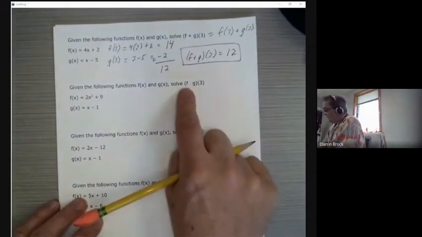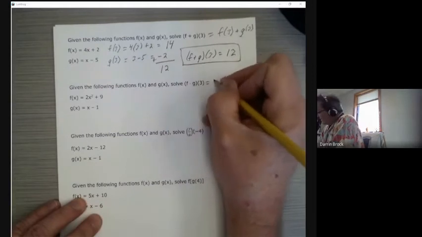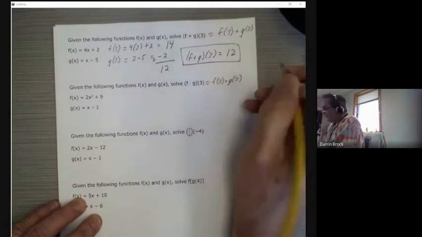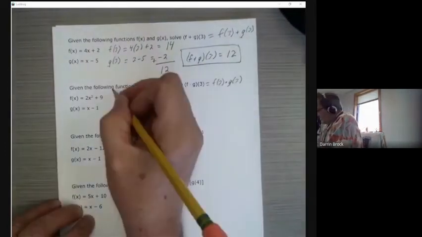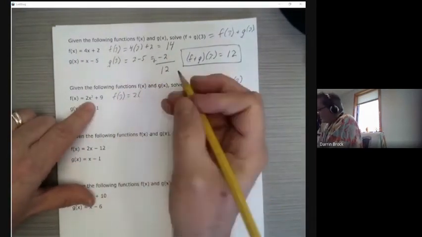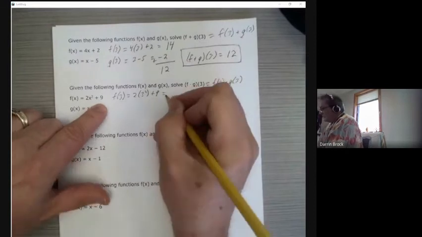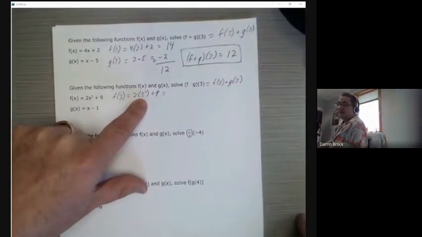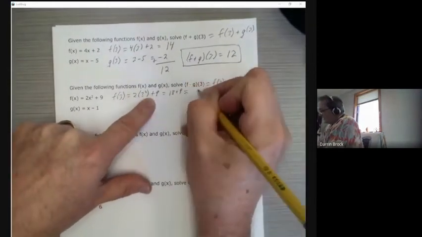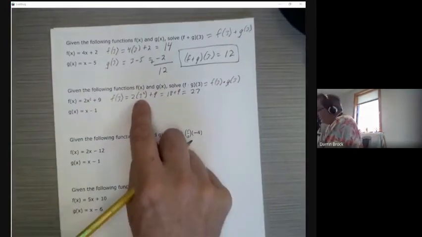Okay, let's look at multiplication. F times g of 3. Again, we have to find f of 3. And this time we're going to multiply it by g of 3. Works just like this. We're just using a different operation. So f of 3 equals 2 times, now instead of x squared, we're going to have 3 squared plus 9. So 2 times 3 squared. What is 3 squared? 3 times 3 is 9, times 2. So that's 18 plus the 9. So 27. F of 3 equals 27, just by substituting the 3.